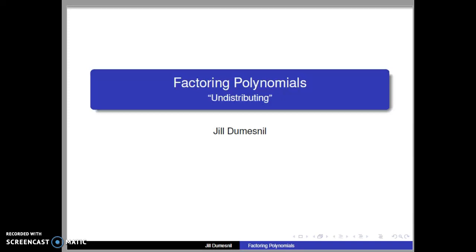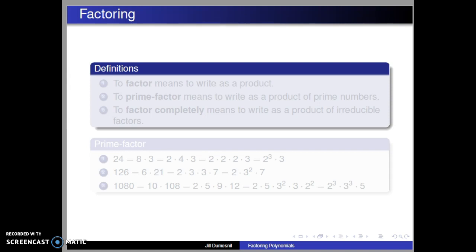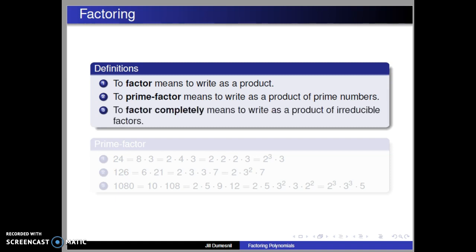Let's consider factoring polynomials. As usual, we begin with some definitions. To factor means to write as a product. To prime factor means to write as a product of prime numbers. To factor completely means to write as a product of irreducible factors. Essentially, to factor completely means to factor until you cannot factor any further.